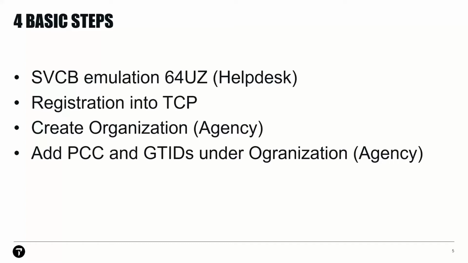Then the user, if it's the first user of the agency, has to create an organization. We call it organization in TCP, but it's an agency. I will show you how it should be done. Then once the organization, the agency, is linked to this user, you also have to add the pseudocity code to the organization, and in order to make the print exchanges complete, you also have to add the GTITs under the organization. So when you are a single user in an agency, this is only 4 steps you need to do.